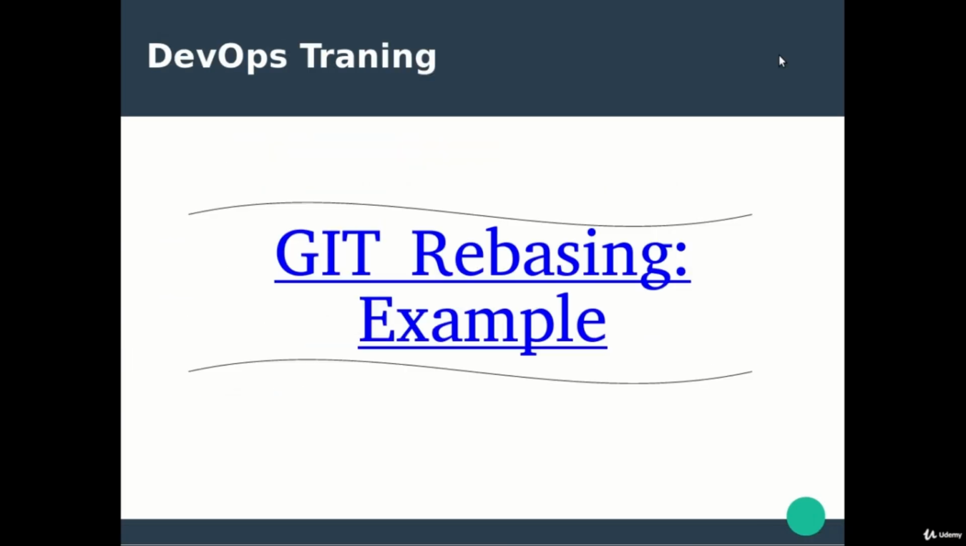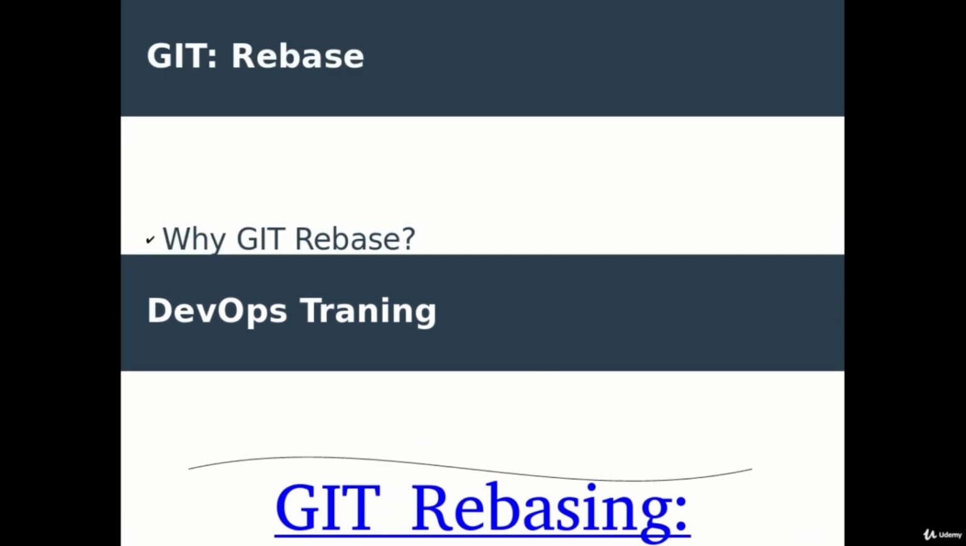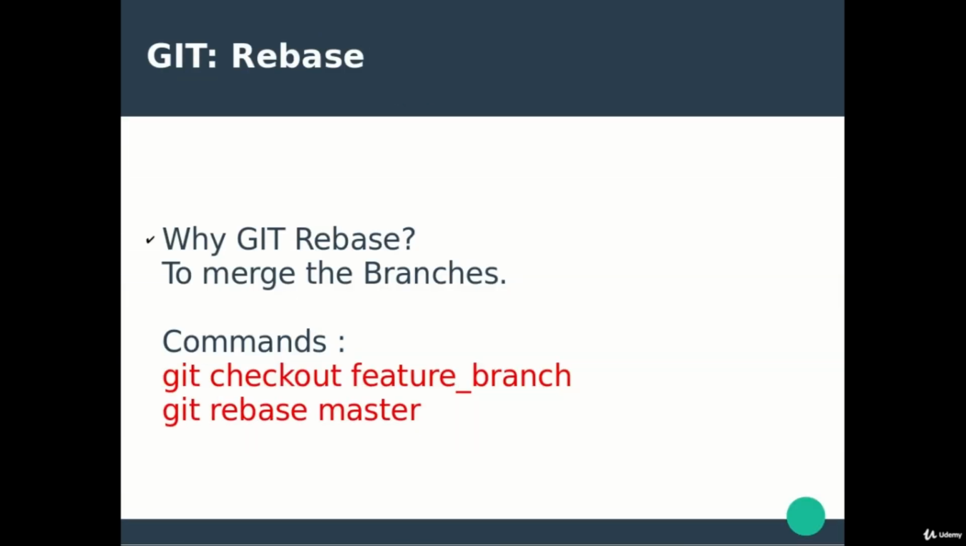Now to discuss the rebase with some examples. In the last tutorial we already went through the detailed explanation of the git merge and the git rebase. Today we will see this with the help of an example. The very first question with the git rebase is: why git rebase? To merge the branches, we can use the git rebase. We have already discussed it in detail in the last section. Today we are going to see how the git rebase is helpful and how we can merge the branches with the help of the git rebase.